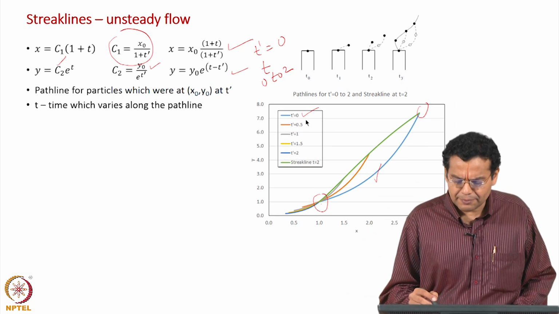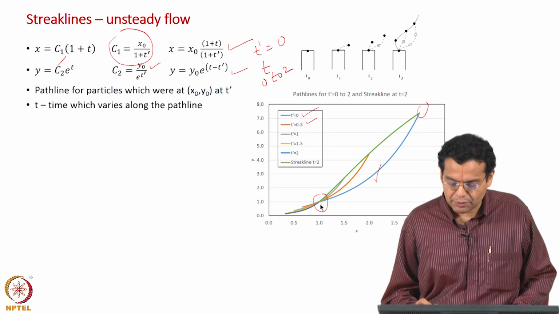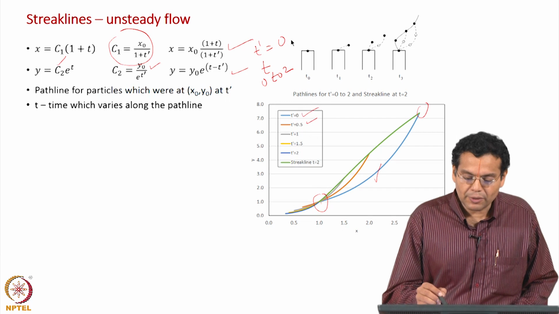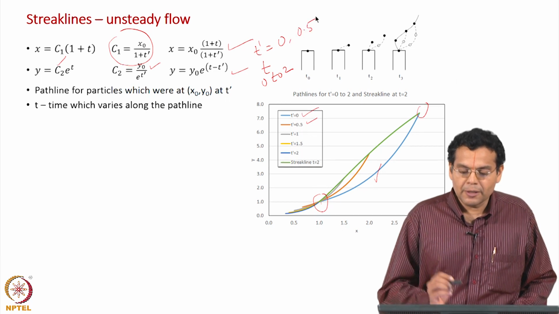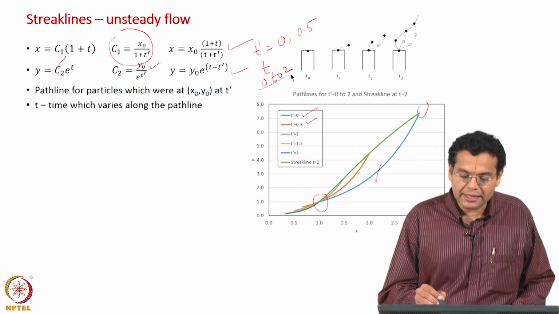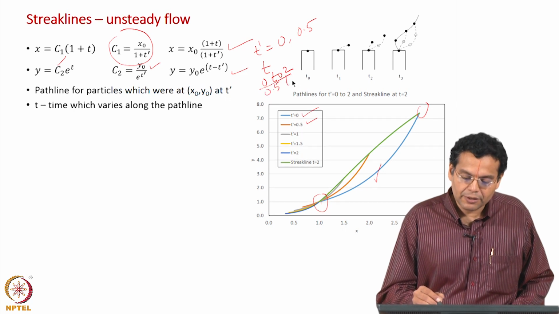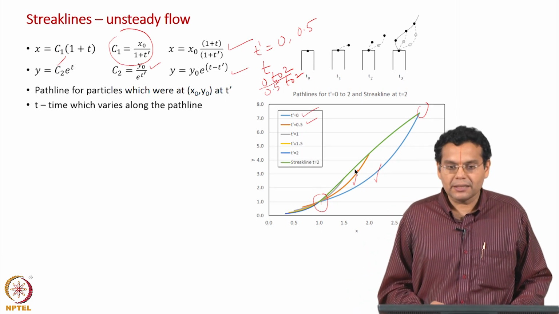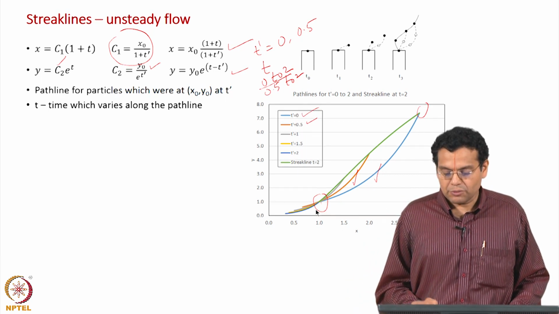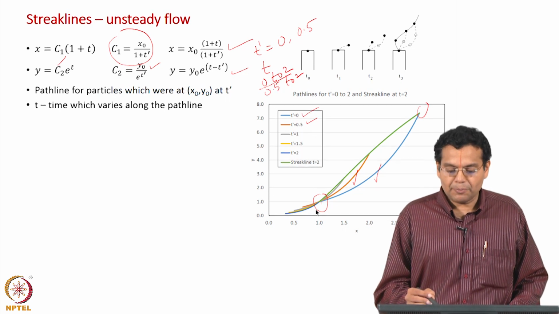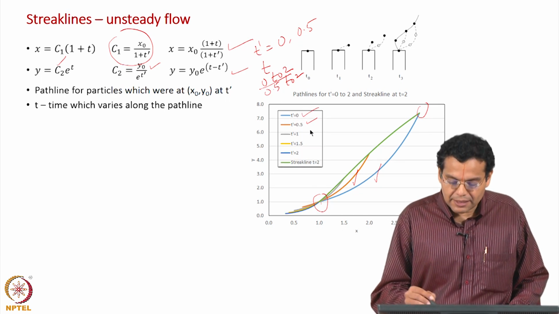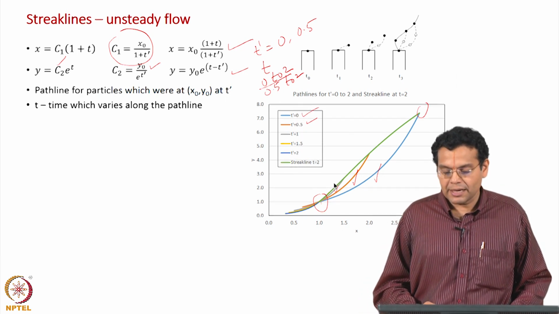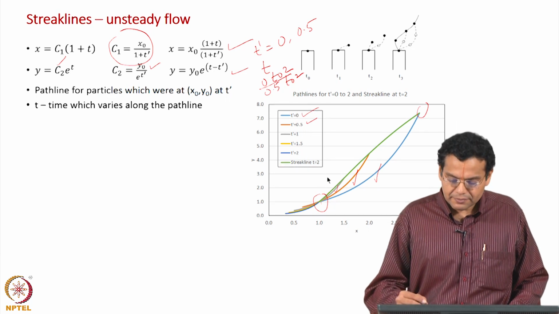Now, let us take the second particle which was at this location at t dash equal to 0.5 seconds. What do I do? I take t dash equal to 0.5, once again vary t, now from 0.5 to 2, and I get this path line of the fluid particle which was at the location 1 comma 1 at the 0.5th second. Similarly, this is the path line of the fluid particle which was at 1 comma 1 at the first second.